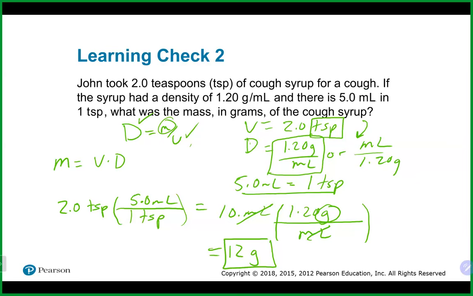You can use the formula if you like, yeah, and plug it in. It's the same thing. But again, as I was just mentioning, you might want to show it the other way so you don't screw up rearranging the formula, which is a very common mistake people make. Good question.